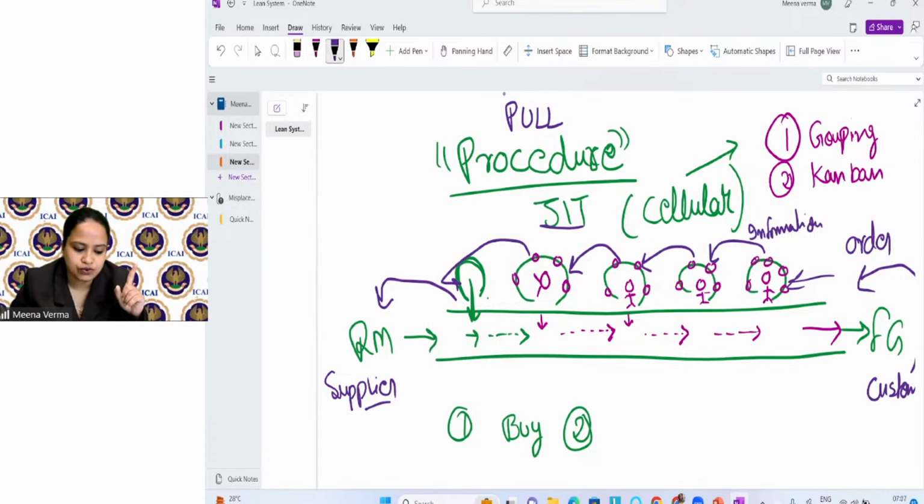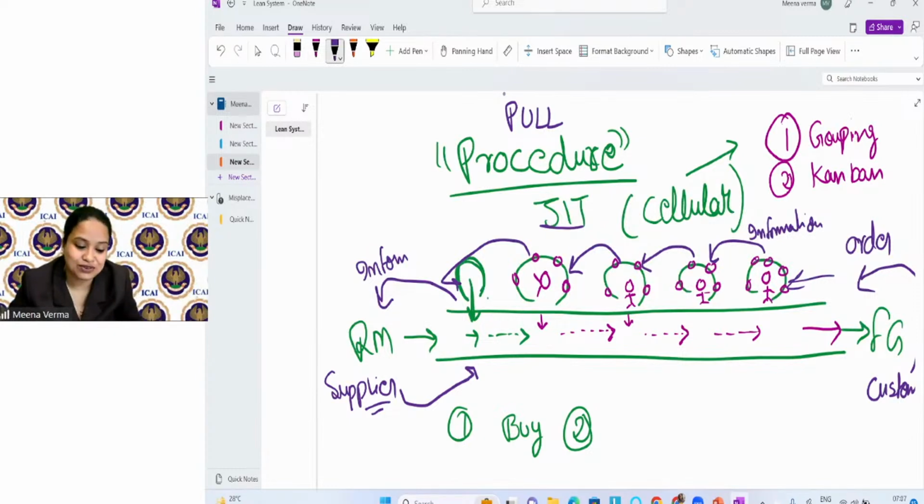Once you inform the supplier that we need the raw material, what will happen? The supplier will drop the raw material straight on the production floor, on the machine. Just remember, in the just-in-time system, he will not drop the raw material at the factory gate. He will drop it on the production floor, on the specific machine where the raw material is required, right?